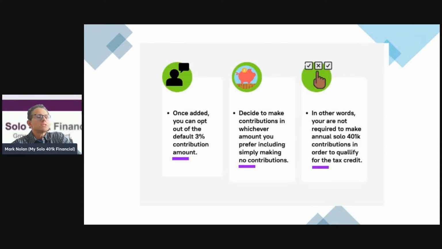Once the auto contribution credit gets added to your plan, whether you're an existing client or a new client, you can opt out. So you're not required to contribute to the self-directed 401k in order to qualify for the auto contribution credit. And that doesn't mean that you're not going to be able to make contributions to the self-directed 401k if you opt out. You can still contribute and still get that $500 credit and for 3 consecutive years.